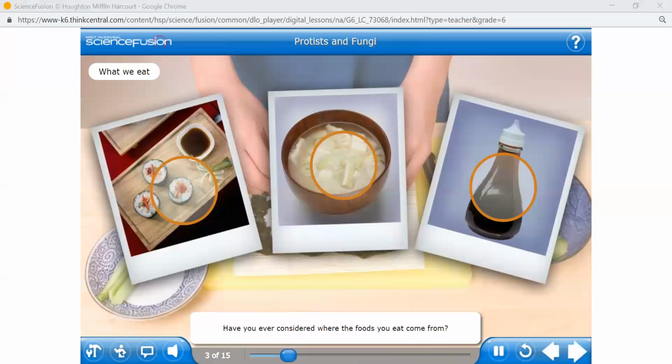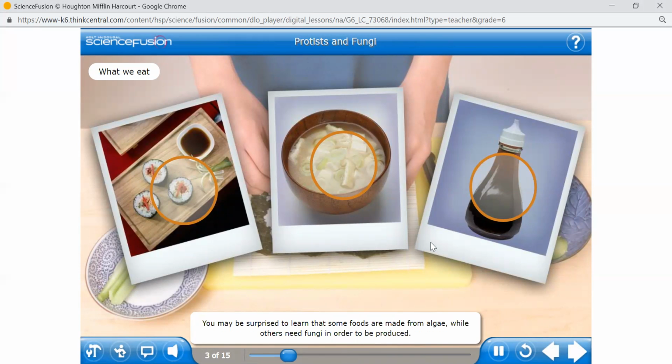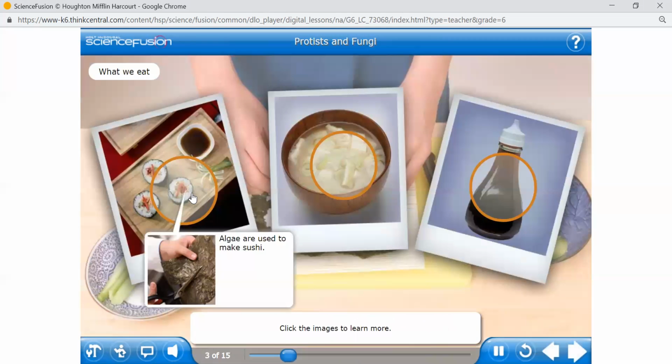Have you ever considered where the foods you eat come from? You may be surprised to learn that some foods are made from algae, while others need fungi in order to be produced. Click the images to learn more. Algae belong to the kingdom Protista. Nori is a red alga used to make sushi.